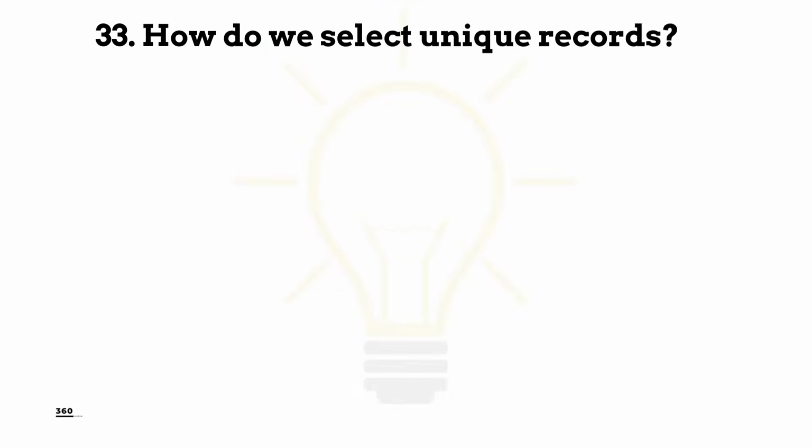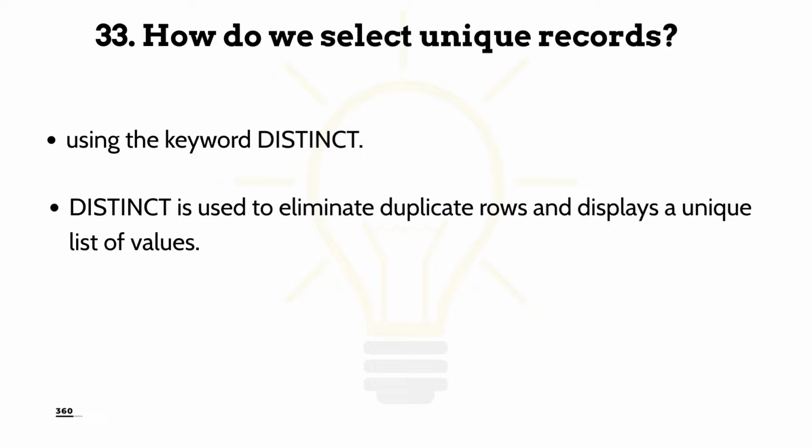The next question is a simple one. It is about the keyword distinct. Distinct is used to eliminate duplicate rows and display a unique list of values. In simple terms, the distinct keyword retrieves and returns unique values from a table. You can use this with your select query statement.